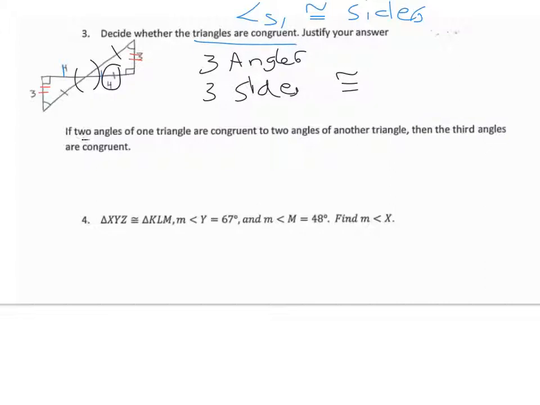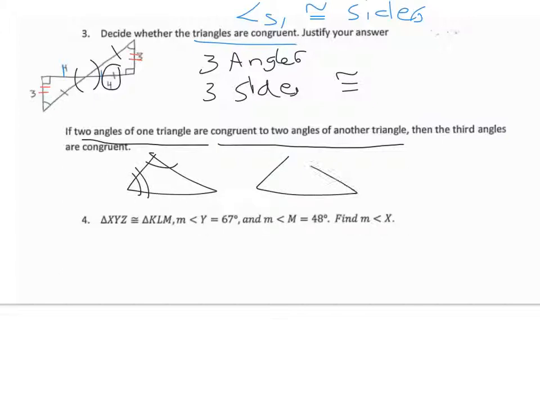If 2 angles of one triangle are congruent to 2 angles of another triangle, then the third angles are congruent. That makes sense, because the angles have to add up to 180, so these two would have to be equal.